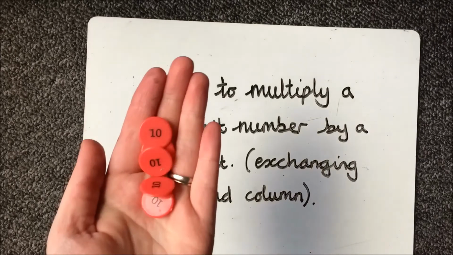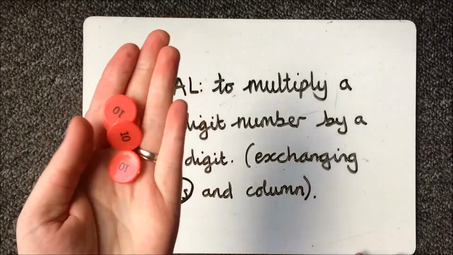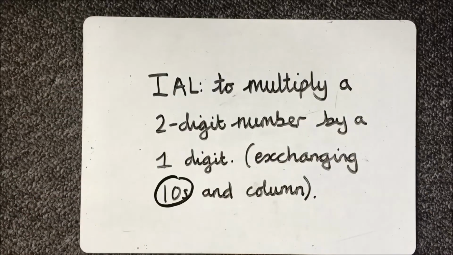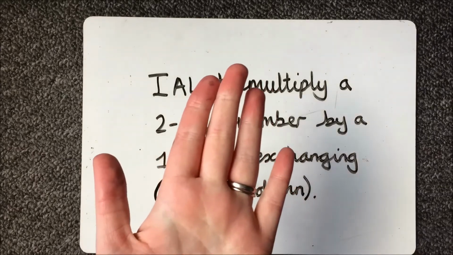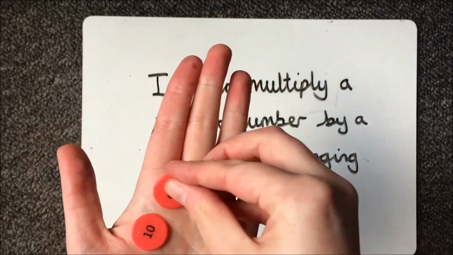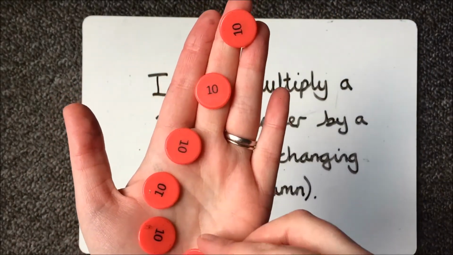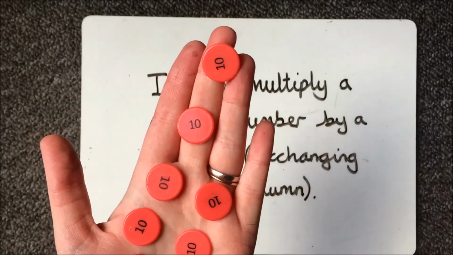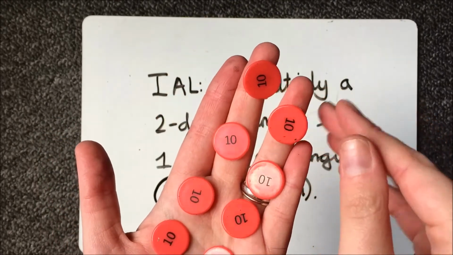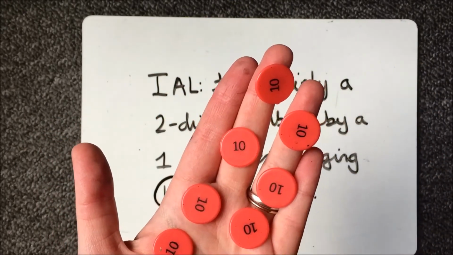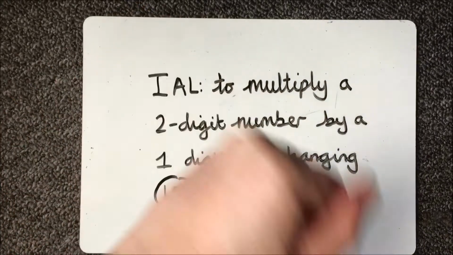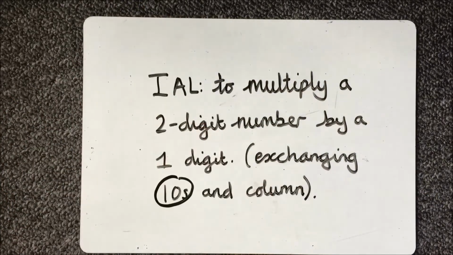When do we exchange tens? That's right, when we have too many tens, we exchange them for a 100. We have to have how many tens? Let's check. 10, 20, 30, 40, 50, 60, 70, 80, 90, 100. So when I have 10 tens, they must be exchanged for a 100. So similar to yesterday's lesson, but exchanging tens for hundreds.